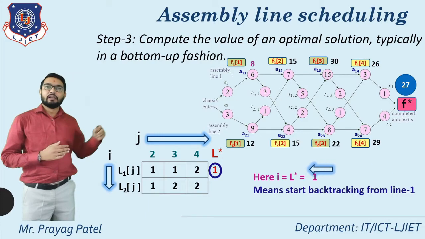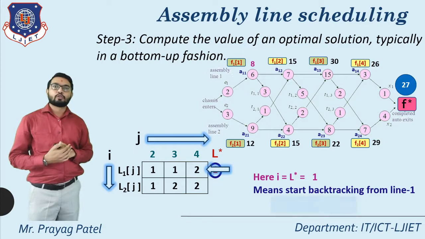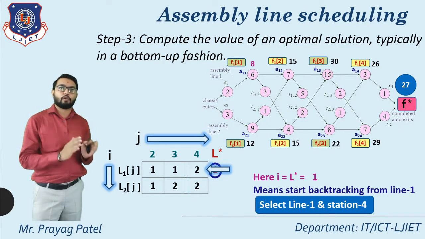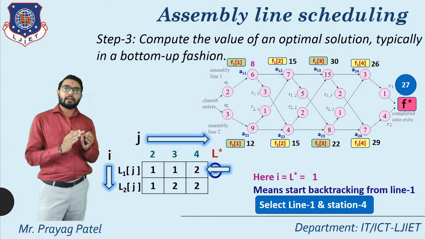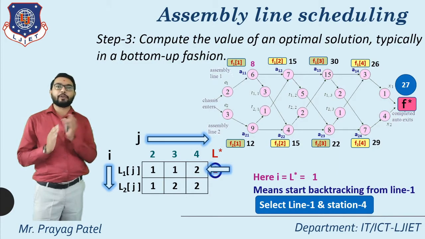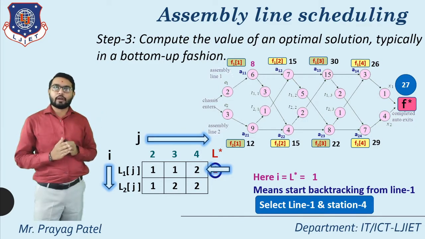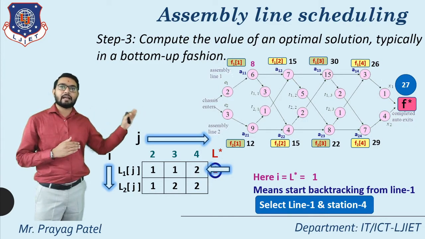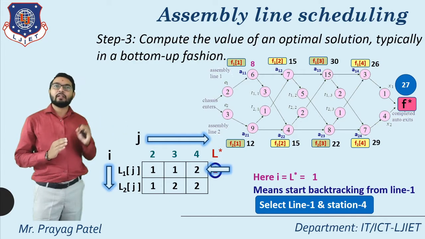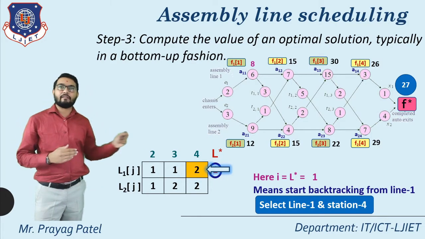So here the backtracking process starts from line number 1, at that location. So select line number 1, station number 4. Here remember that according to our value we select the line and consider the previous station. So here in place of L star, line equal to 1 and the previous station is station number 4. So here consider selection of line number 1 and station number 4. Now here the selected element has the value 2.